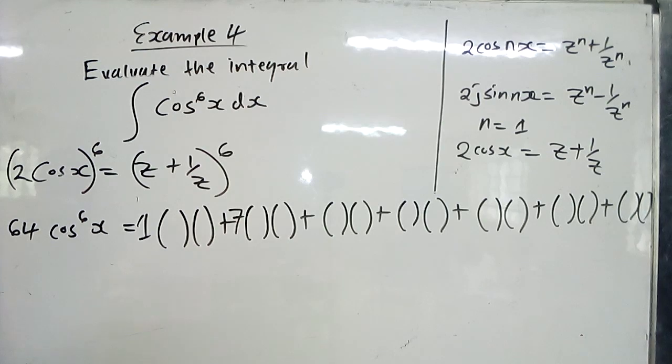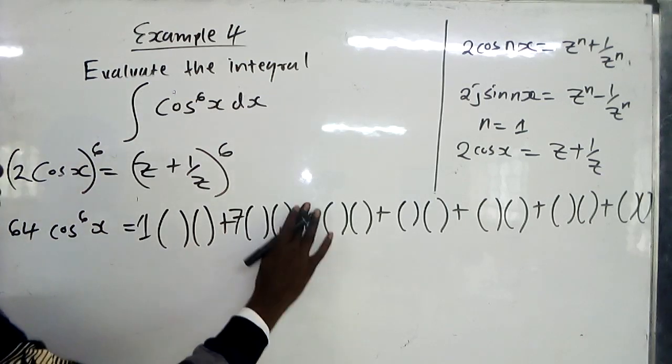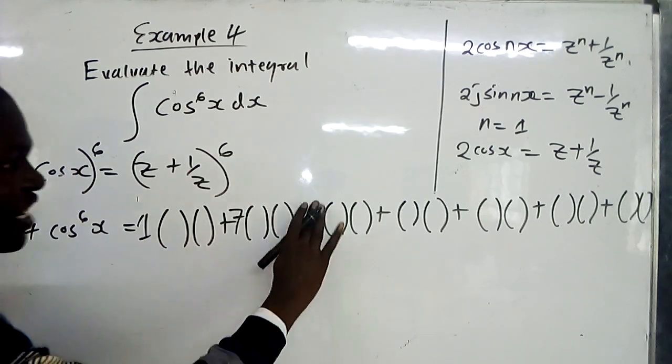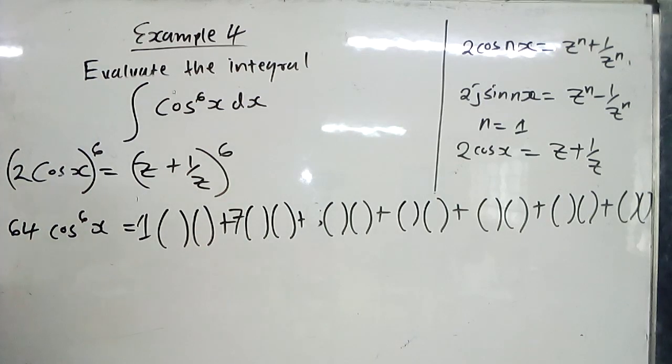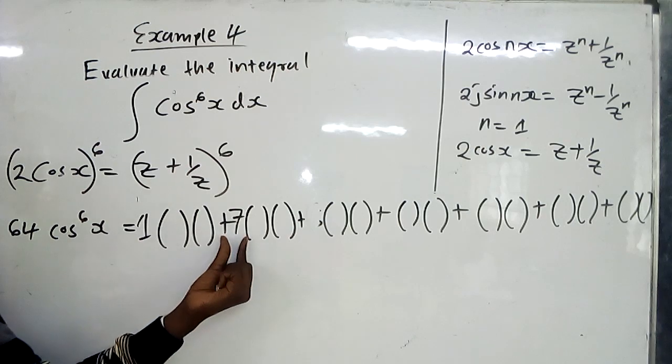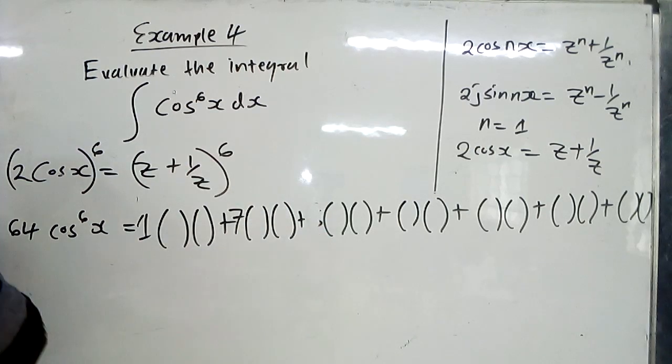It's 1, 7, then 15. What are the coefficients? You have the calculator. 7 combination 0 is 1. 7 combination 1 is 7. 7 combination 2. Give me the coefficients. You have the calculator.